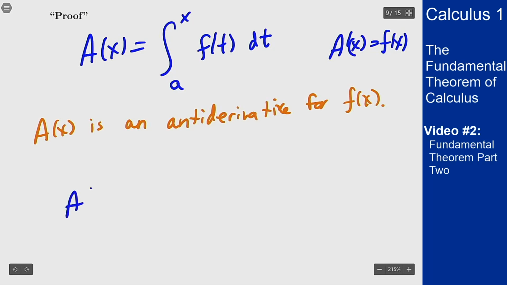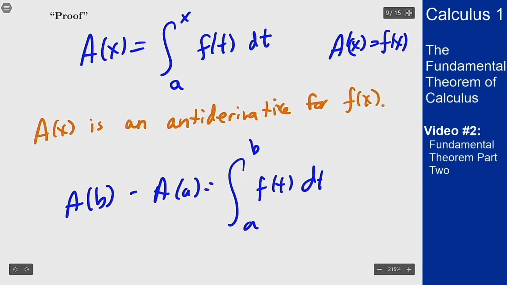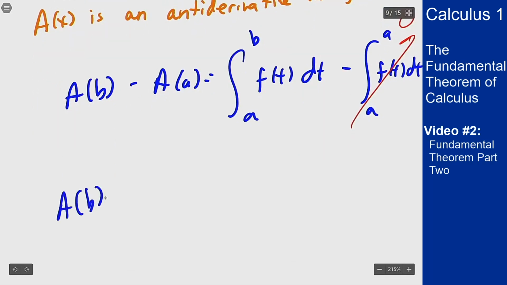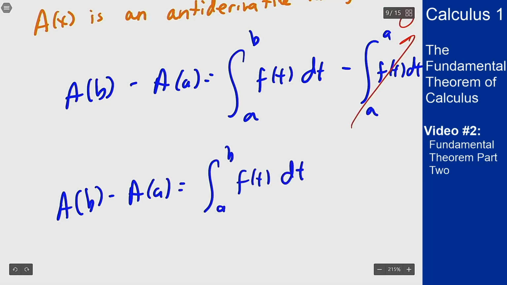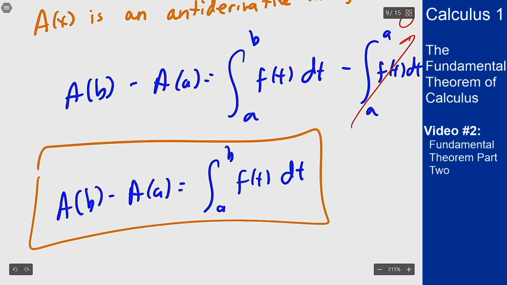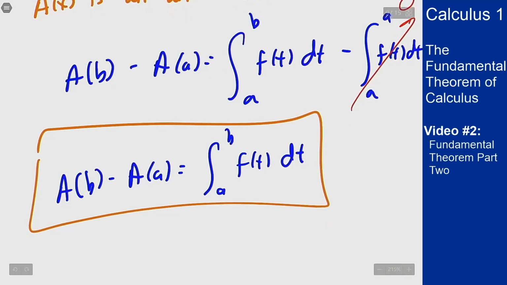Well, then we look at A of b minus A of little a. Well, this is clearly the integral from a to b of f of t dt minus the integral from a to a of f of t dt. But this is 0. So we then know that A of b minus A of a equals the integral from a to b of f of t dt, which is what I wanted to show in the first place. And the fact that it works for any antiderivative comes from the issue that I talked about previously. The fact that if I look at any other one, it has to be this plus a constant, and the constants will cancel out.